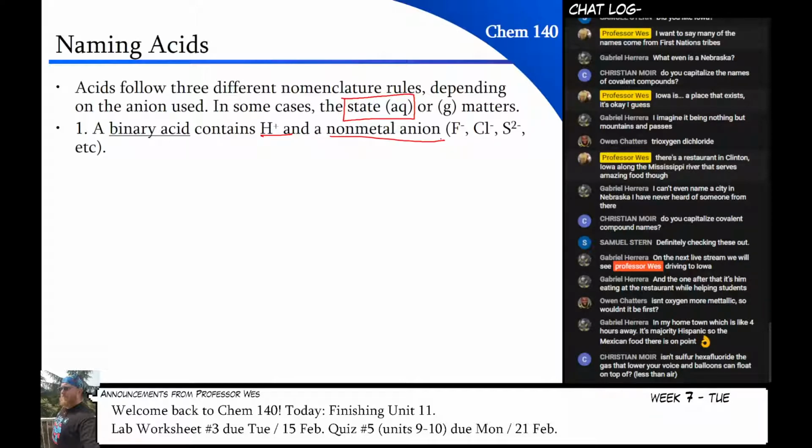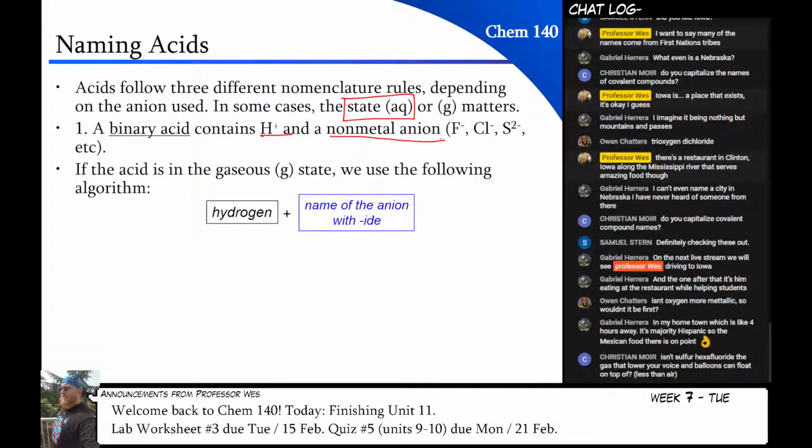If your binary acid is in the gas state, this is the name that you use. You write the word hydrogen, and then you write the name of the anion with "ide" on it. So HCl as a gas would be hydrogen chloride. Yes, that is exactly the same as the covalent rules.